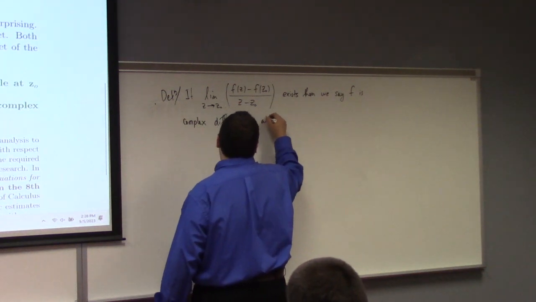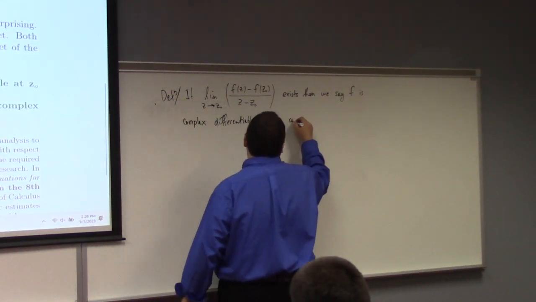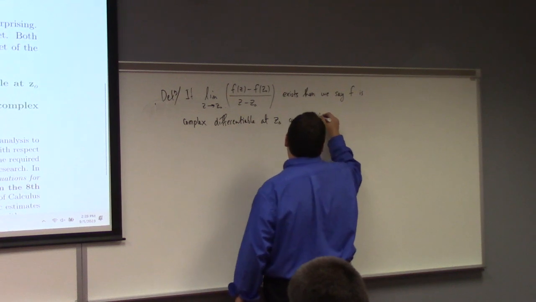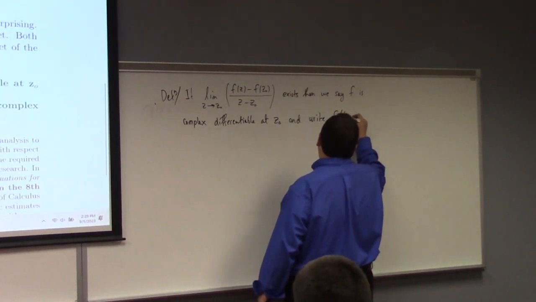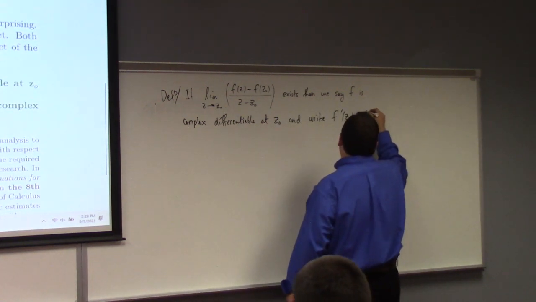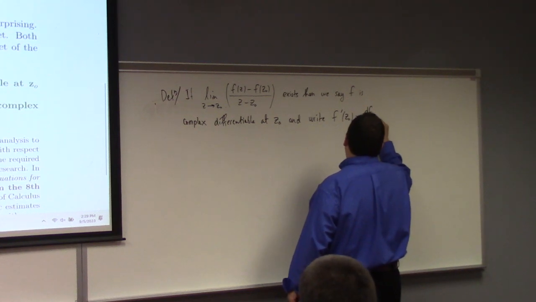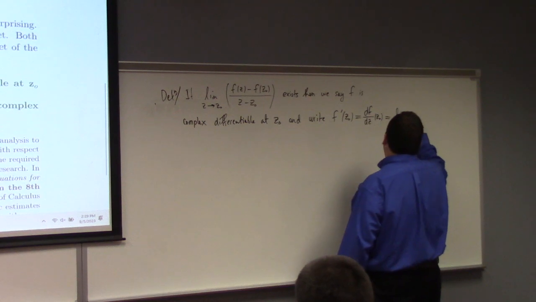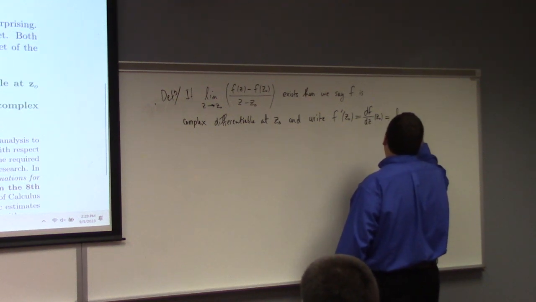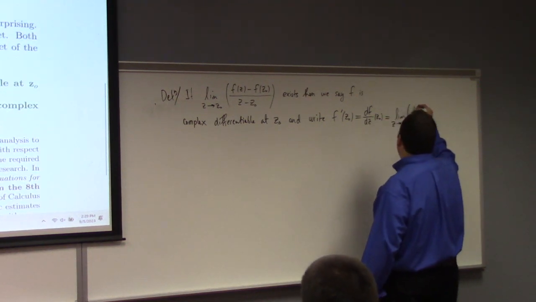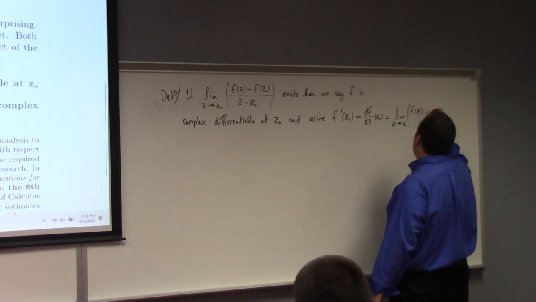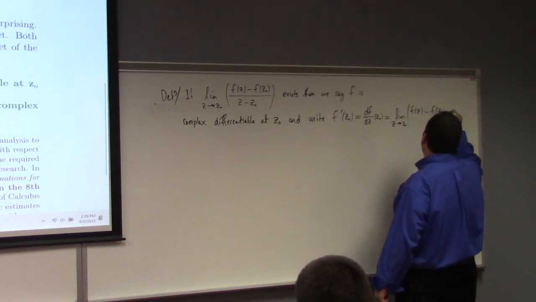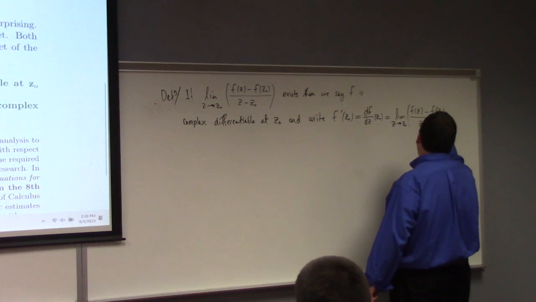Complex differentiable at z naught, and write f prime of z naught, which you could also write as df dz at z naught, is equal to the limit that I just wrote, and I'm now writing again because I made bad life choices. If I could find a way to rewrite this sentence so I didn't have to write this limit twice, that would have been smarter. But, oh well.